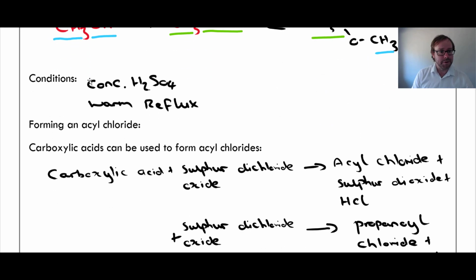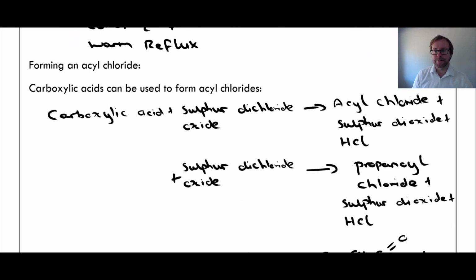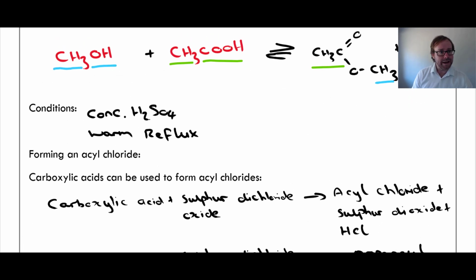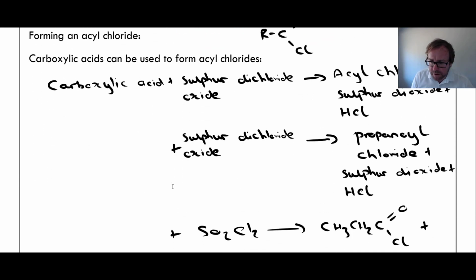Okay, so forming an acyl chloride. Right, so again, I'll let you have a read through, see if you can figure it out. Do I need to give you any tips? Yes, I probably do. So an acyl chloride looks like this. So the general formula of an acyl chloride is this. So instead of the OH, we have a Cl and then an R chain on the carbon chain at the end.